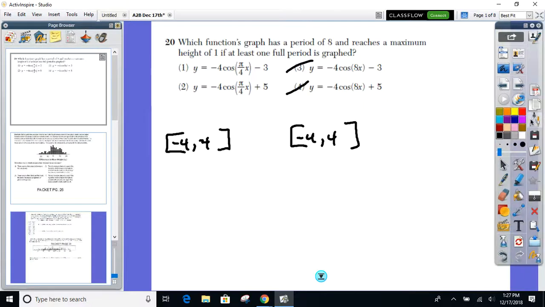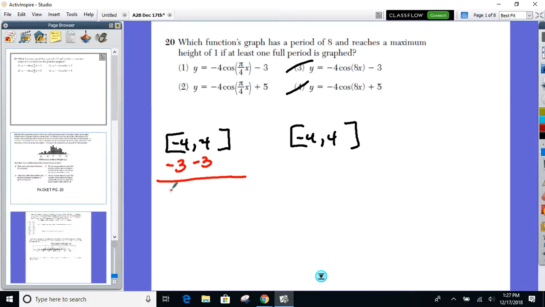All right, first one, ready? I shifted all the points. Down 3, down 3, down 3. All right, what's your new minimum now? -7, and my new max? Okay, so I know that'll be the answer, but let's keep going.